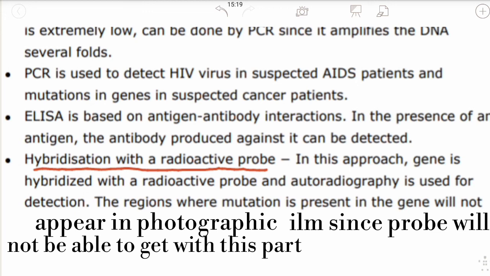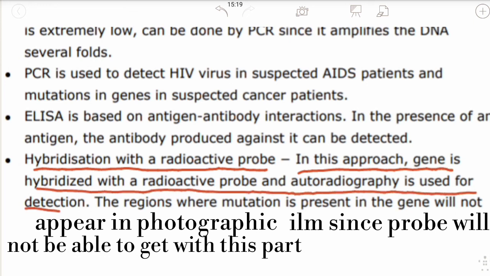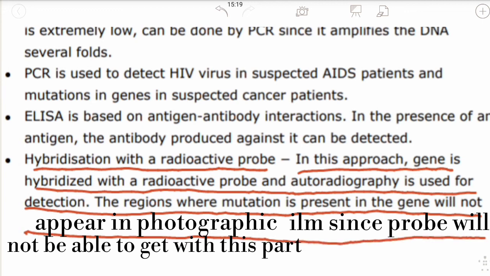Very simple. In this approach, the gene is hybridized with a radioactive probe and autoradiography is used for detection. The regions where a mutation is present in the gene will not appear on the photographic film, since the probe will not be able to bind with this part. Very simple approach.